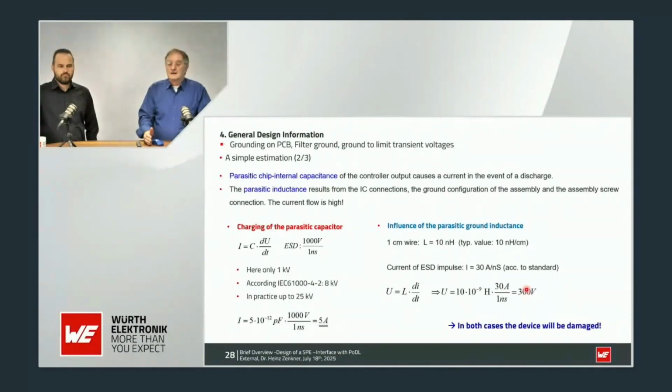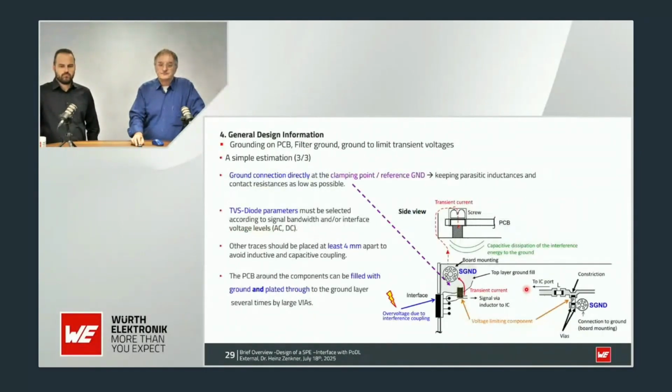This means that clamping these high transient voltages directly at the interface is crucial for the function here. And how can I do it? This PCB must be connected directly to some metal housing, if you have one, or must be connected directly to the clamping reference ground where your transient protection works to.